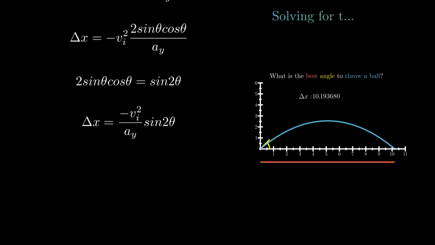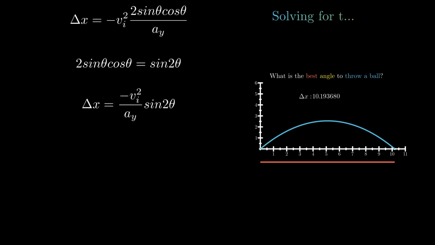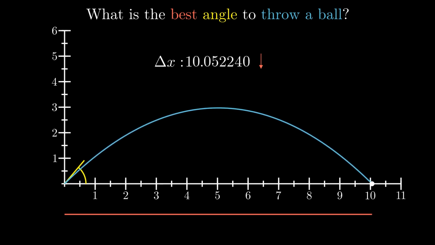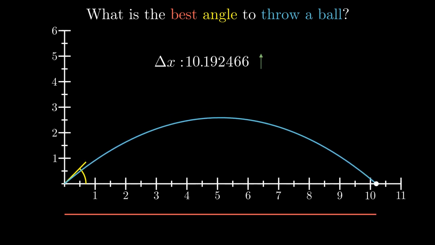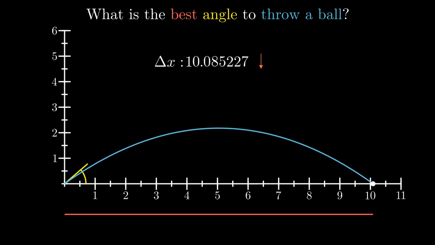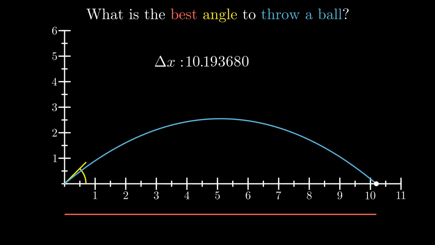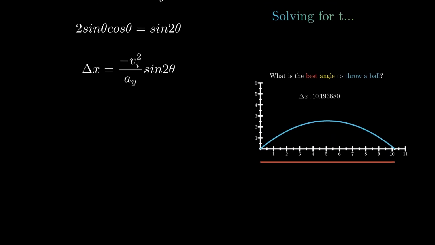So which angle gives us the most range? Well, remember from the beginning of the video, we varied theta, and when the rate at which delta x is changing flips from positive to negative, we know we have the maximum range. All we have to do is write this down mathematically. When the rate of change of delta x with respect to theta goes from positive to negative, or in other words, 0, we have the max range.